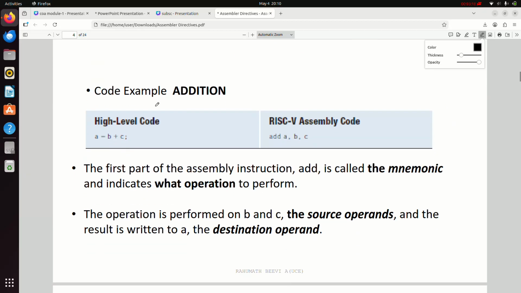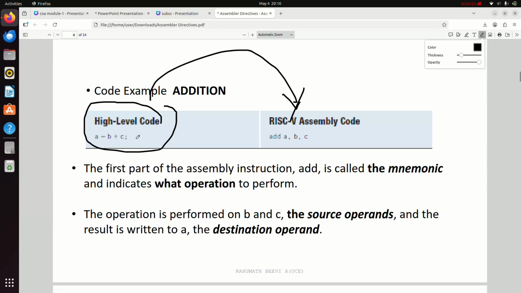Then this is just an example. Here you have a high level code. You are going to convert that high level code into RISC-V assembly code. This we know. How will you add B and C? Okay, you're going to write it like this. You're adding B and C and storing that result in A, right? This is the RISC-V assembly code of it.